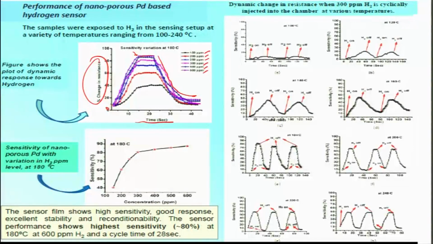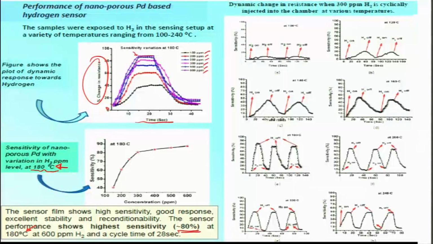So, this way we have done various plots for different ppms of hydrogen. We have also tried to see the percentage sensitivity, that is the percentage change in resistance per unit of the original resistance, and we found that the percentage sensitivity is probably the highest at about 180 degrees Celsius. So, this is the operation temperature. The sensor performance shows about 80% change in the resistivity with respect to the initial resistance at 180 degrees Celsius. And therefore, this is the operational temperature for the device.